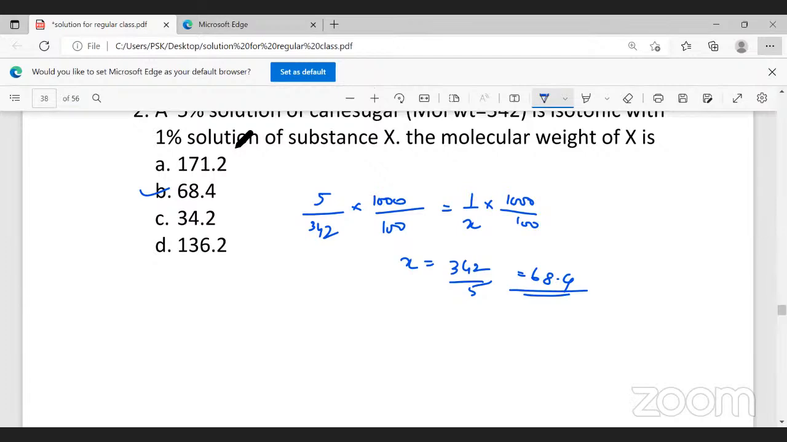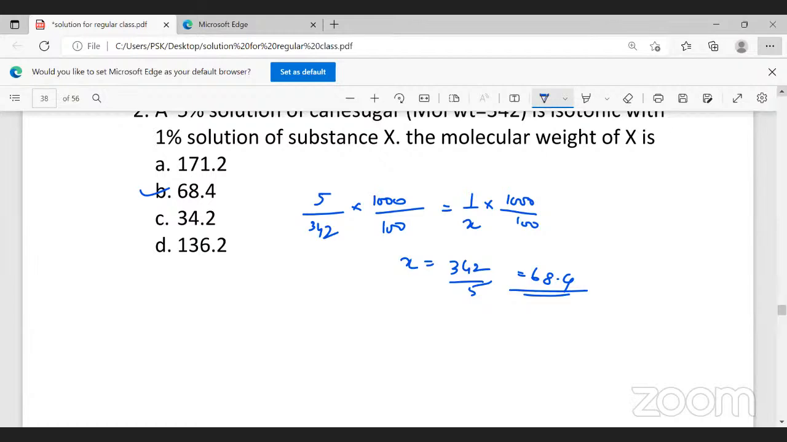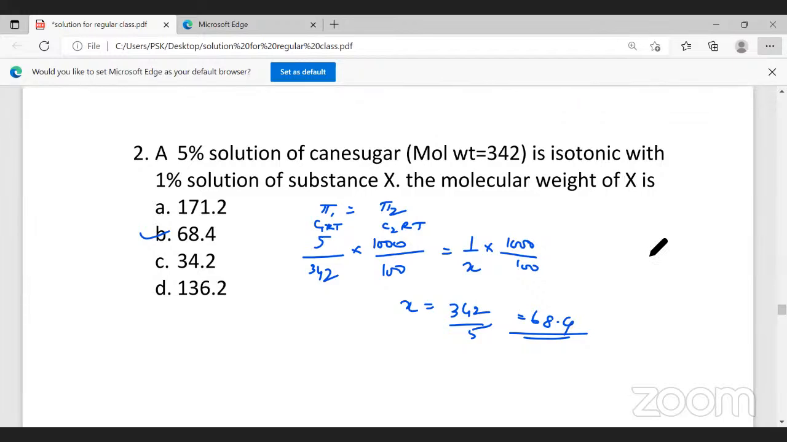So you should know isotonic solutions mean the osmotic pressure will be equal in both. Or else we can write pi 1 is equal to pi 2. What is pi 1? C into RT. C1 into RT here, C2 into RT here. C1 is 5 by 342. C2 is 1 by X, because 1% they've given. We don't know X, we're supposed to find it. And this is for 1 mole, so 1000 by 100, because percentage is in terms of 100. Therefore you'll get 68.4. Did you follow?